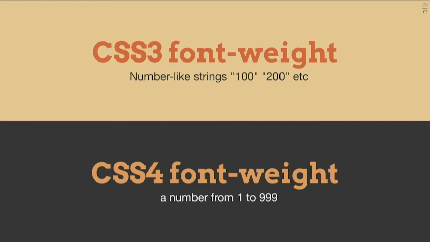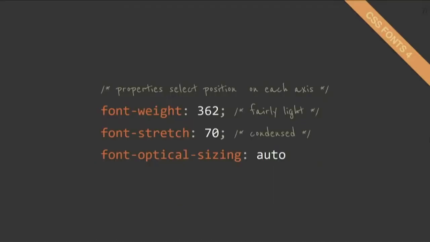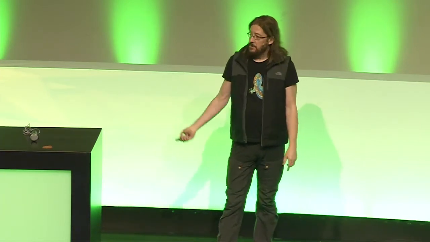But that means you can use variable fonts. You can say, here is a font, and it does weights 300 to 700, say, and you can get anywhere on that axis. And that also means that what we've done is we've changed the good old properties like font weight, font stretch, etc., so that they take the same numbers you're used to using. So you can say font weight 362, that's going to be fairly light but not super light. Font stretch 70, where 100 is defined to be normal, smaller numbers are condensed.